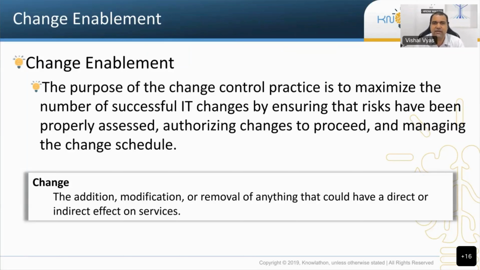Is this part clear? Yes, Vishal. Now the second part. Should there be a targeted ratio of emergency changes to normal changes? The ideal ratio is 0%.